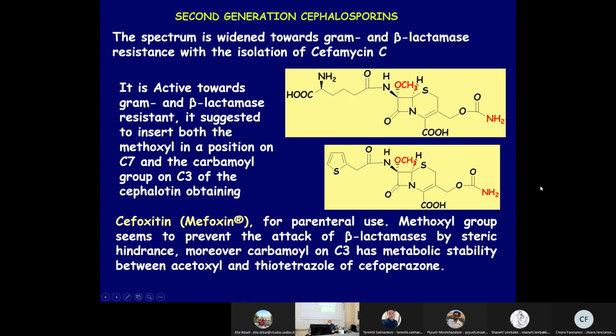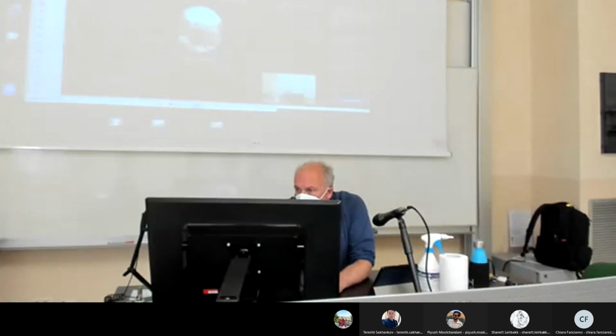And the second difference is due to the presence of this amino group instead of a methyl. You see, it is an ester with a very strange acid. I show you this acid here. Just a moment.